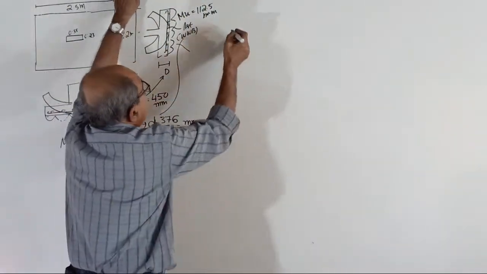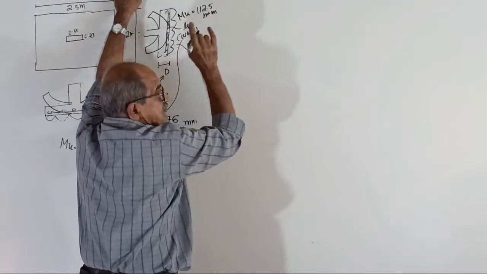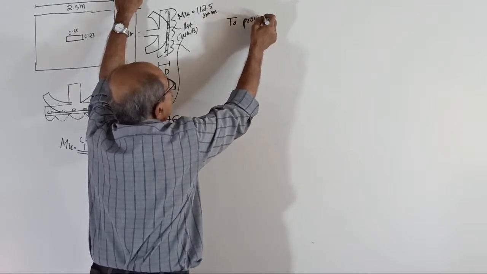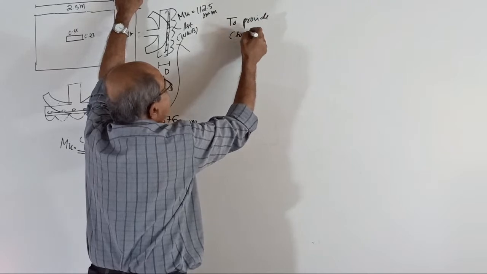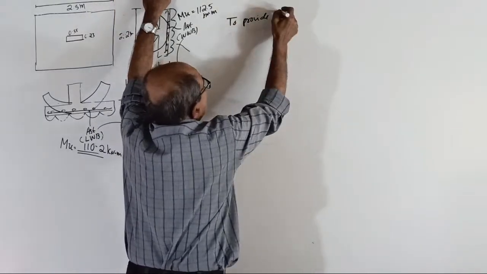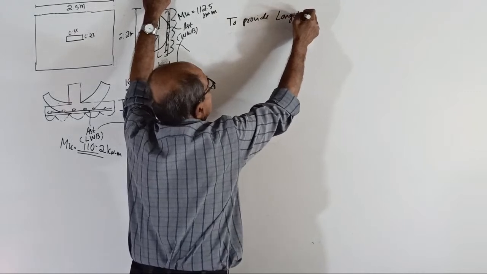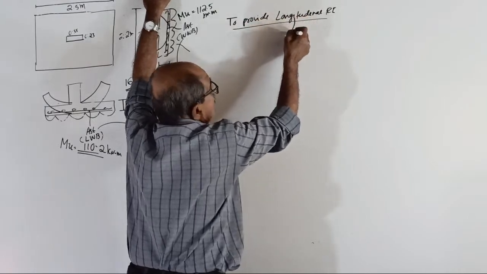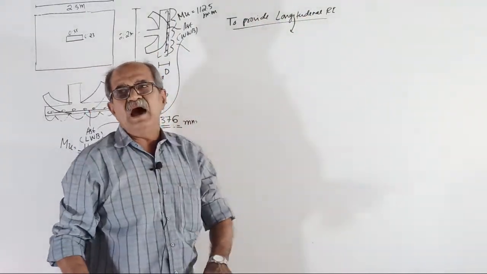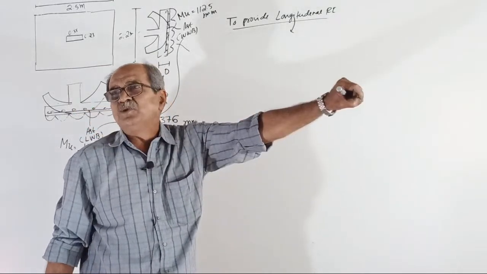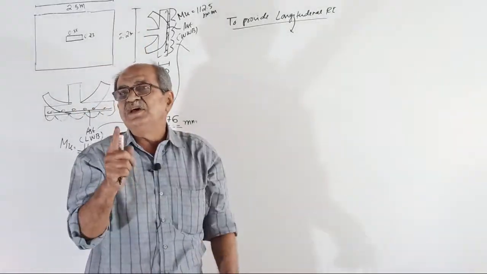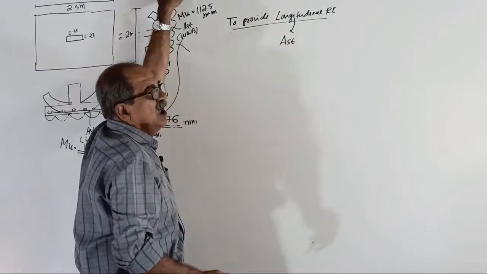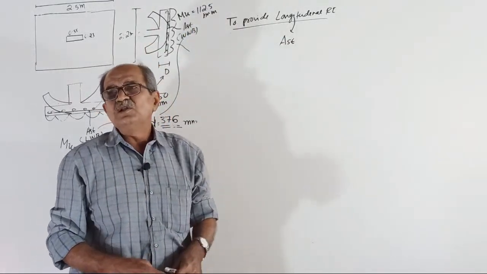Now, the next step will be to design, to provide longitudinal reinforcement. Reinforcement, short form RI. Remember, longitudinal reinforcement in RCC means lengthwise reinforcement. When you take the cross section, you can see the steel. That is nothing but our AST. What you call AST is called longitudinal reinforcement.